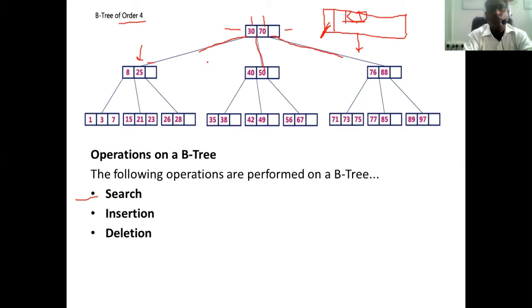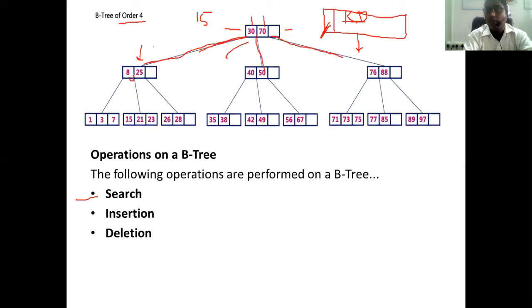Suppose we want to find the search value 50. The search value is 50, so compare with 30. 50 is greater than 30, so we have to go in with the help of this pointer. Then in this subtree we have to compare with 8, and since it is greater, we will use this pointer.